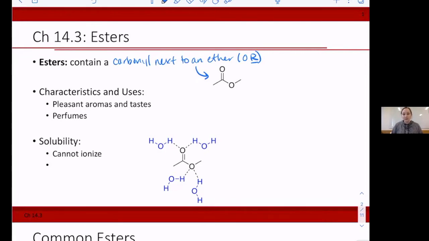In terms of solubility, esters cannot ionize, meaning there's no hydrogen atom that we can remove with an acid-base reaction easily to make an ion like we could for carboxylic acid. Because they can't ionize as easily, they're not quite as soluble as carboxylic acids. They're probably more on par with ethers than carboxylic acids in terms of solubility. And they're also only hydrogen bond acceptors.